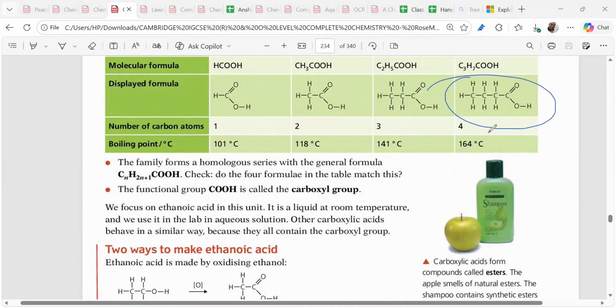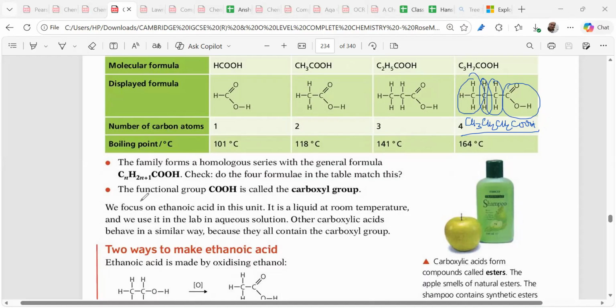So how do you write down the condensed formula? I told you to write down the condensed formula. This is a displayed formula, showing all the bonds open up. How do you draw the condensed formula? This is CH3, this is CH2, this is CH2, and this is COOH. So this is the condensed formula we're having. The condensed formula is very, very important to know.